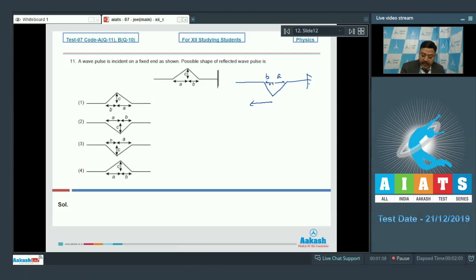So if I look at the options with this information, we can see that only 3 is matching, 4 is ruled out. I repeat again, because this part will reach the fixed end first, this part will be reflecting first of all, and so this part is going to be to the left of this part. Well, applying these two ideas, we can see that the answer is option 3. Let's move to the next question now.